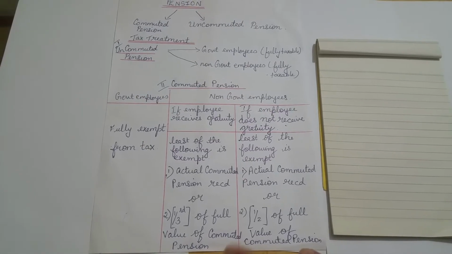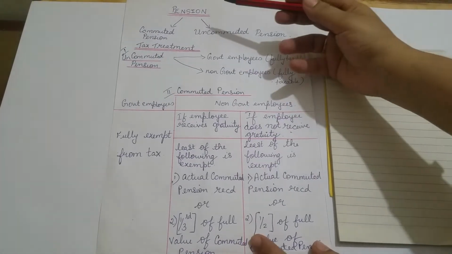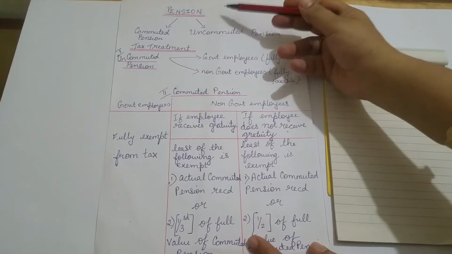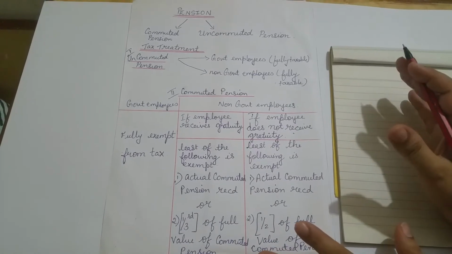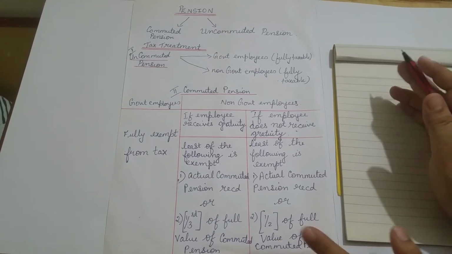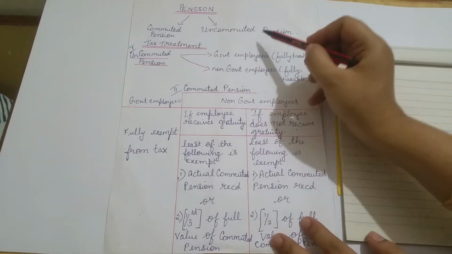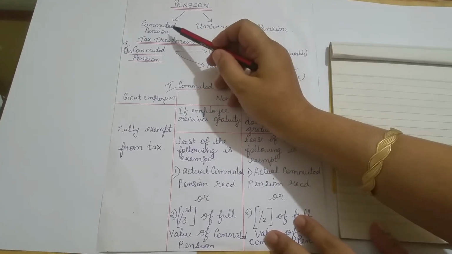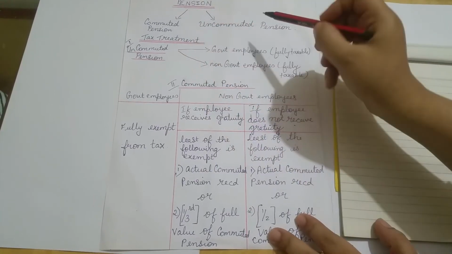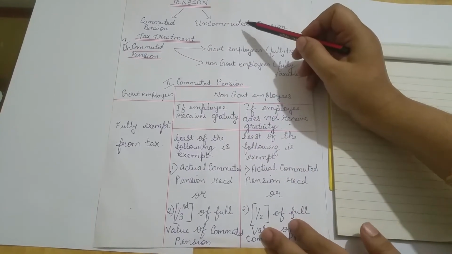Hi everyone. In this video, I'm going to talk about computation of pension, taxable pension. You should always remember whenever you have to calculate taxable pension, you have two types of pensions. One is commuted pension and the other one is uncommuted pension. That word commuted means surrendered pension. Uncommuted means non-surrendered pension.